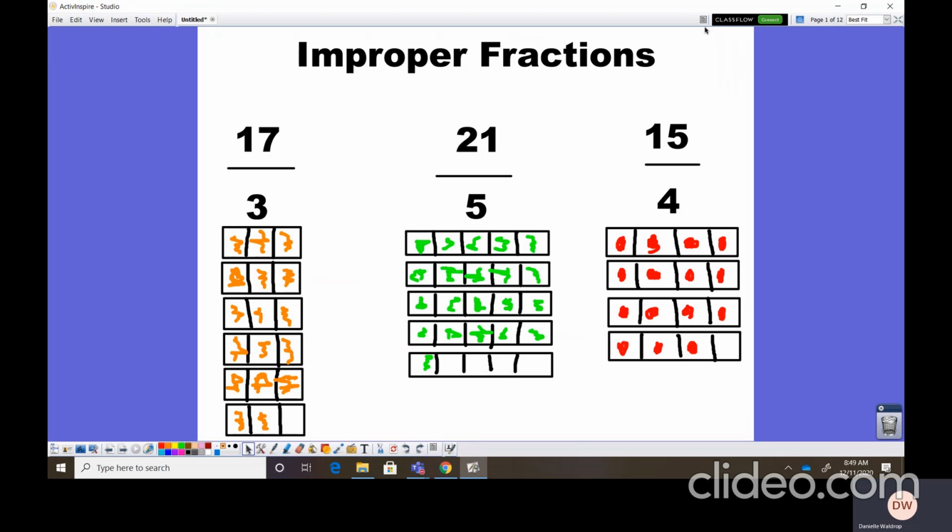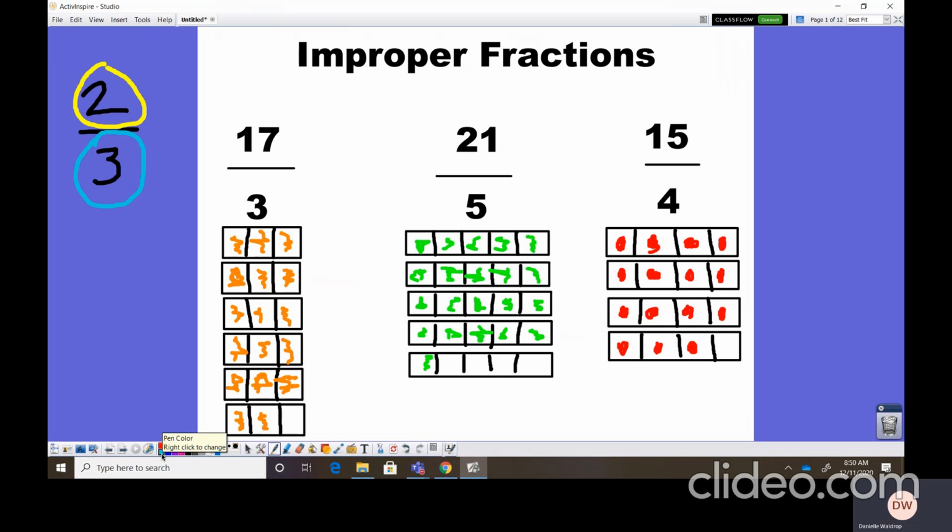When you look at this screen, it says improper fractions. If you've watched the other video on improper fractions, it's called improper because it's not written as a standard fraction. Let's use the example 2/3 as our fraction. The top number is called the numerator, and the bottom number is called the denominator. This is a standard fraction.